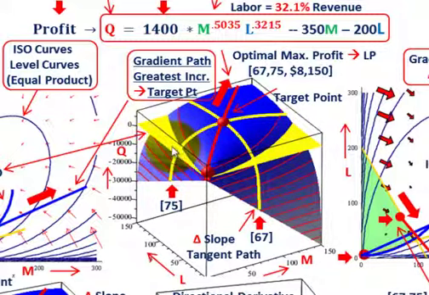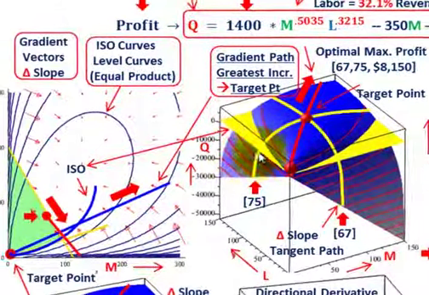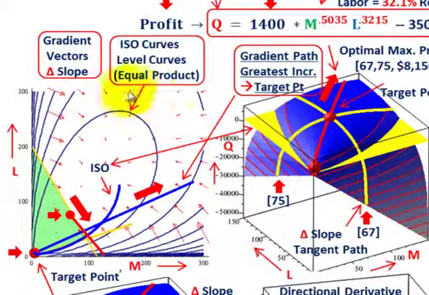And then I've got another cutting plane going through here, an iso curve. And these little red lines here are iso lines, or equal product lines, shown on our production function. I've got it graphed out. Okay, so let's move over here and look at the gradient vectors that are involved in this equation, or this production function.